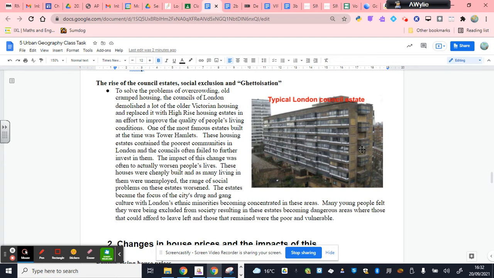So this is the Tower Hamlets, a very famous housing estate in London. And they built it to solve some of the rundown houses, but these in themselves created new sets of problems in an idea known as ghettoization. And you can read that in your own time.